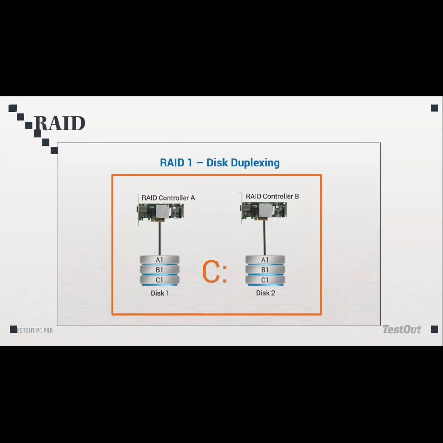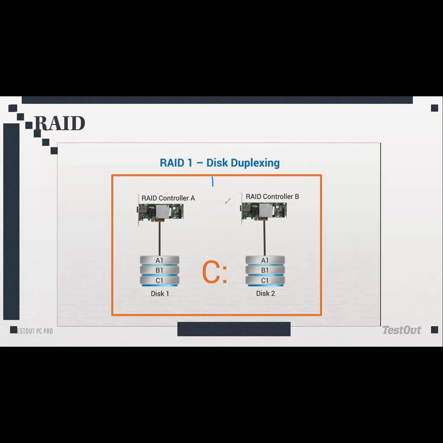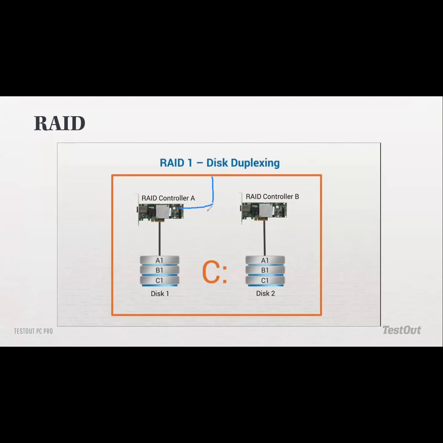There is another implementation of RAID 1 called disk duplexing, whereby instead of having a single RAID controller that stores data into 2 independent disks, we have 2 RAID controllers that each write to an independent disk. So when we send a single piece of data, the same copy is sent to controller A and the same copy is sent to controller B. This controller stores it inside its own disk, while this one does the same.